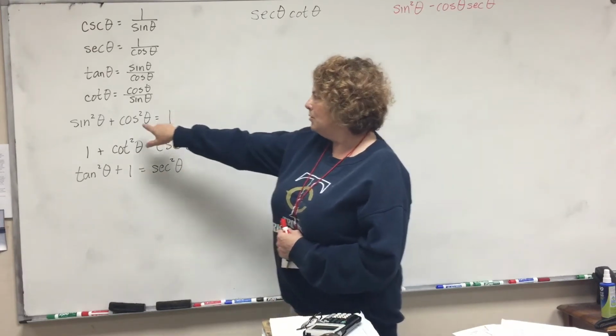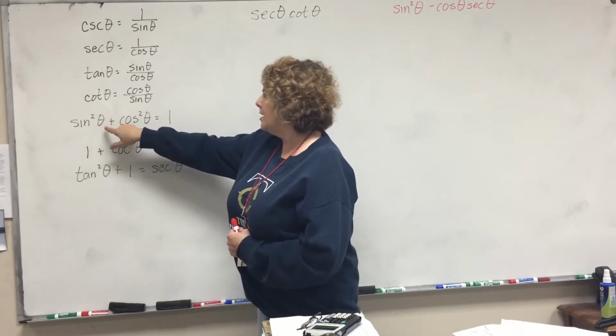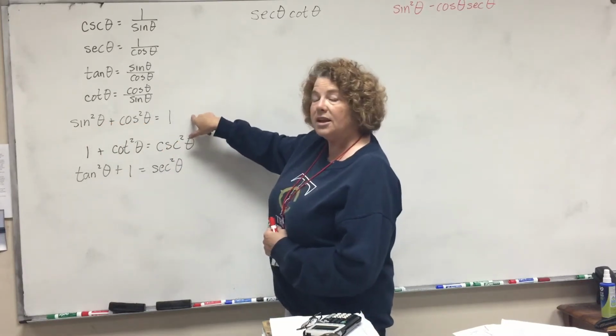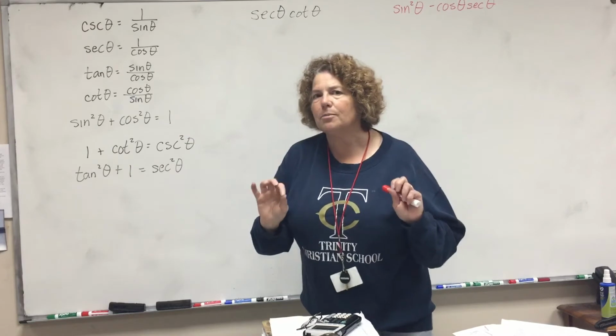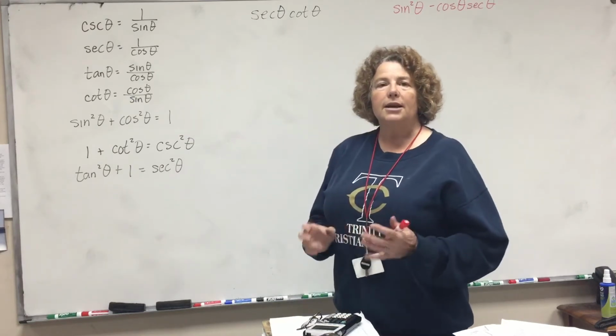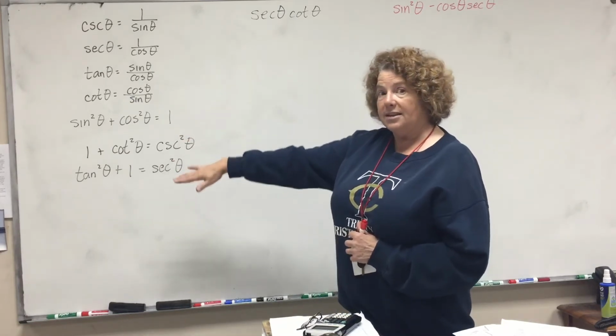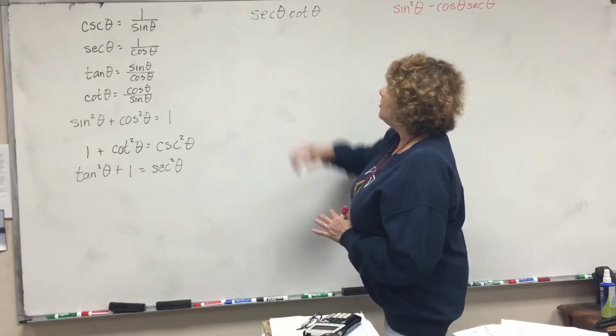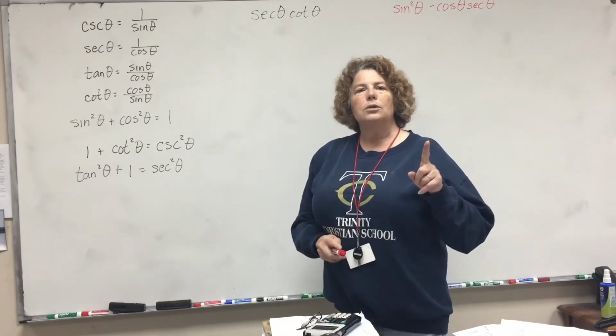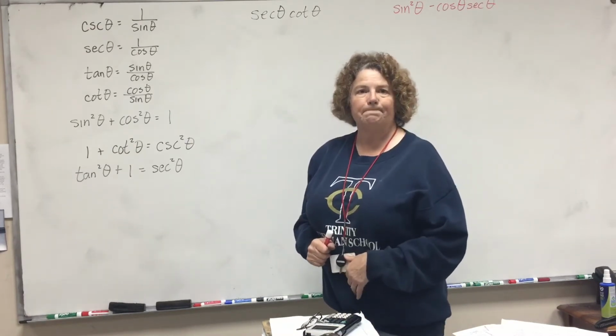Now these can be moved around a little. I can do sine squared equals 1 minus cosine squared. So if you see something that looks familiar, move it around and you'll see that it's actually one of these identities. So simplify. Number 1 rule, change everything to sine and cosine.